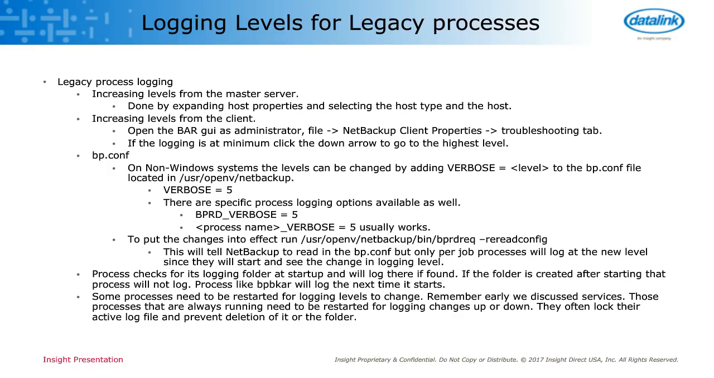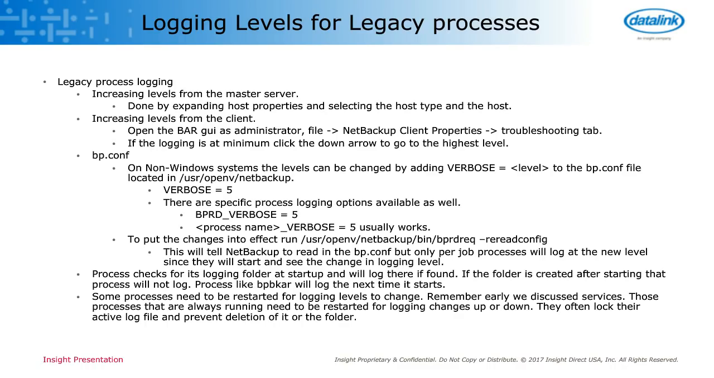The second method to do this is we can do this from the client. For a Windows client, we're going to open the BAR GUI, run it as administrator. We'll go to File, NetBackup Client Properties, choose the Troubleshooting tab, and increase our verbosity there.